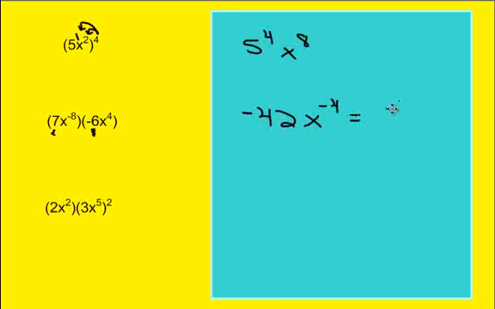So I then have to finish my problem out by writing negative 42 over x to the 4th. Or if I have a negative exponent, that has to move that term down. 42 is to the 1st power, so that's going to stay put.